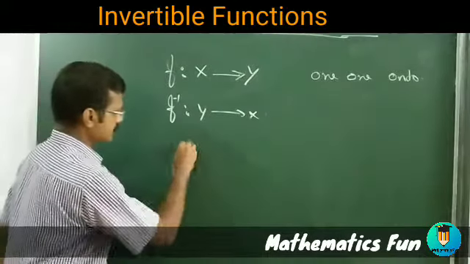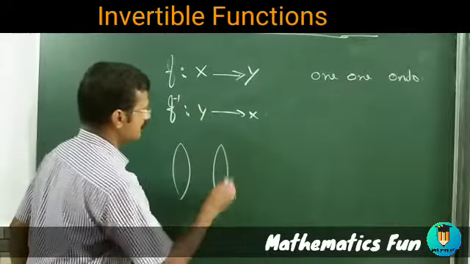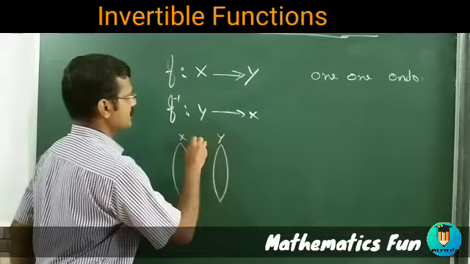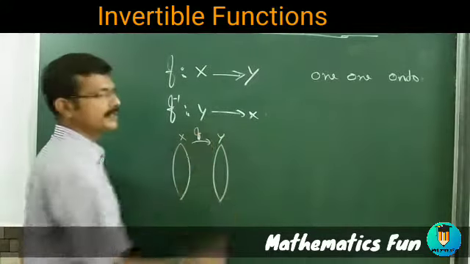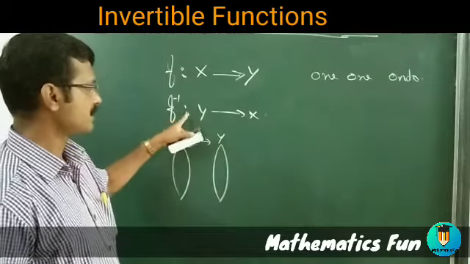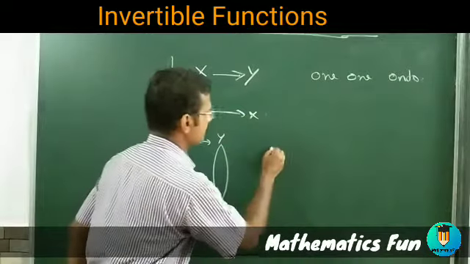Say, from X to Y it is f, and f inverse is from Y to X, so I am making once again X here.